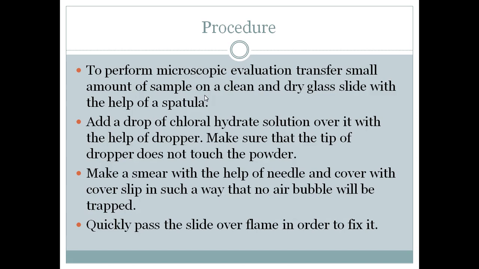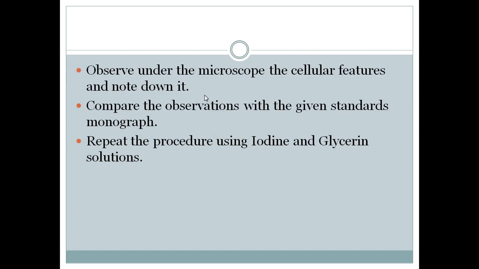Now the procedure to perform powder microscopy is that transfer a little amount of sample on a clean and dry glass slide with the help of a spatula. Add a drop of chloral hydrate solution over it with the help of a dropper. Make sure that the tip of the dropper does not touch the powder. Then make a smear with the help of a needle and place the cover slip in such a way that no air bubble will be trapped. Now quickly pass the slide over the flame in order to fix it. Observe under the microscope the cellular features and note them down.